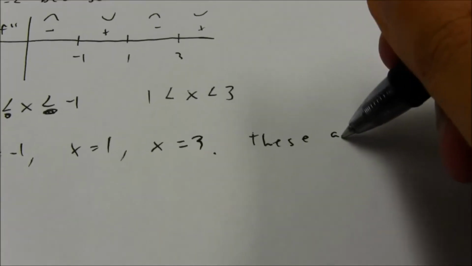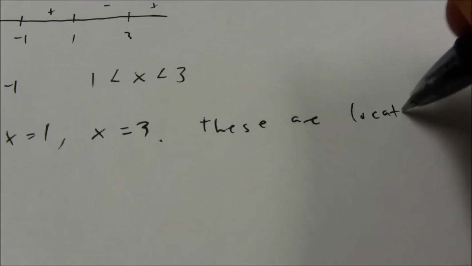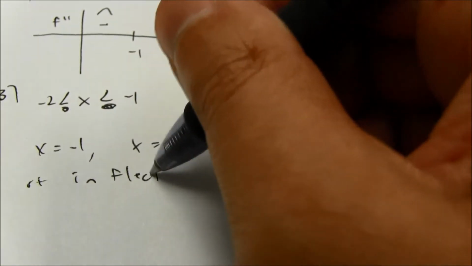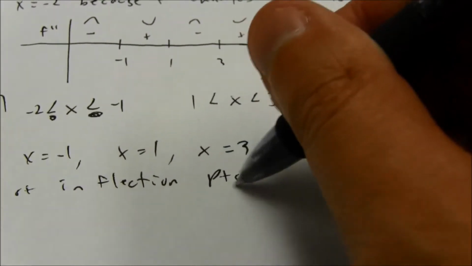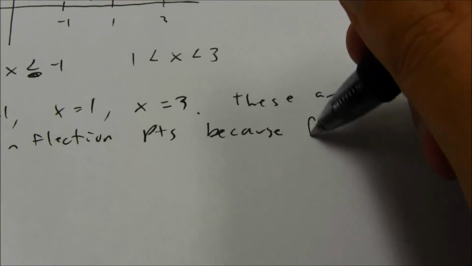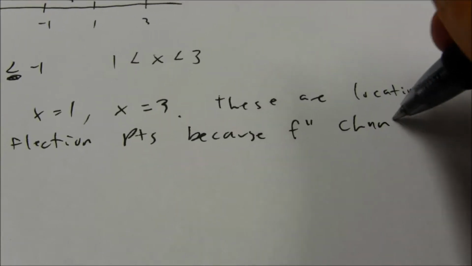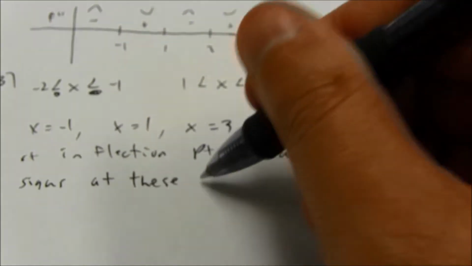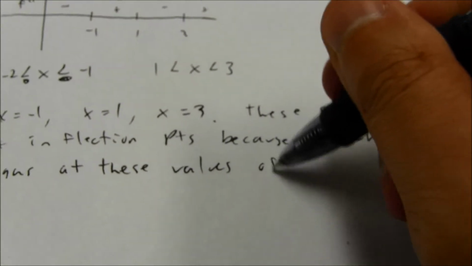These are locations of inflection points because f prime changes signs, f double prime changes signs at these values of x. Okay. And then part D.